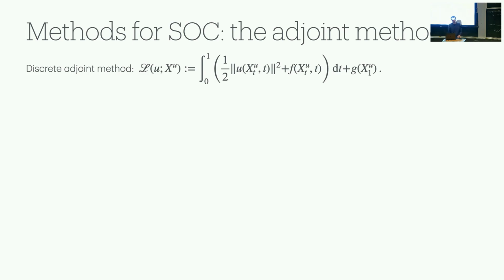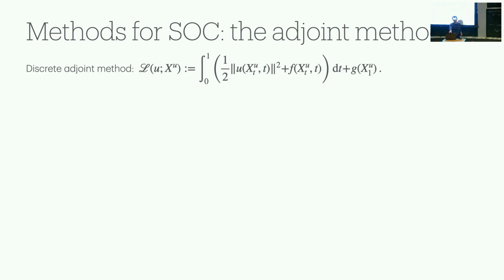First, I'll introduce the discrete adjoint method, which uses this loss function. And if you think of it, this is what you have in the expectation of the control objective. So what you're doing for this method is you're simply parameterizing the control with a neural network. Then you're taking rollouts for that control. So you're just sampling trajectories with that control.